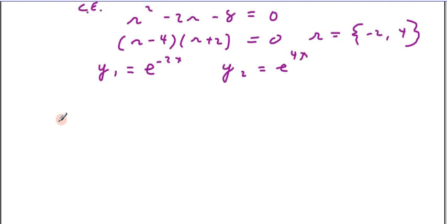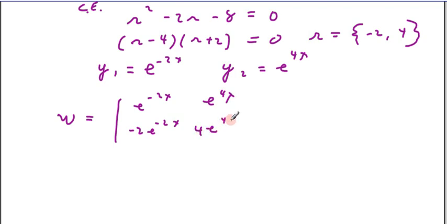Okay, we need a Wronskian. The Wronskian: e to the minus 2x, minus 2 e to the minus 2x, e to the 4x, 4e to the 4x. Okay, so I got 4, I have minus and minus 2, so I'm going to have 6e to the 2x as my Wronskian.